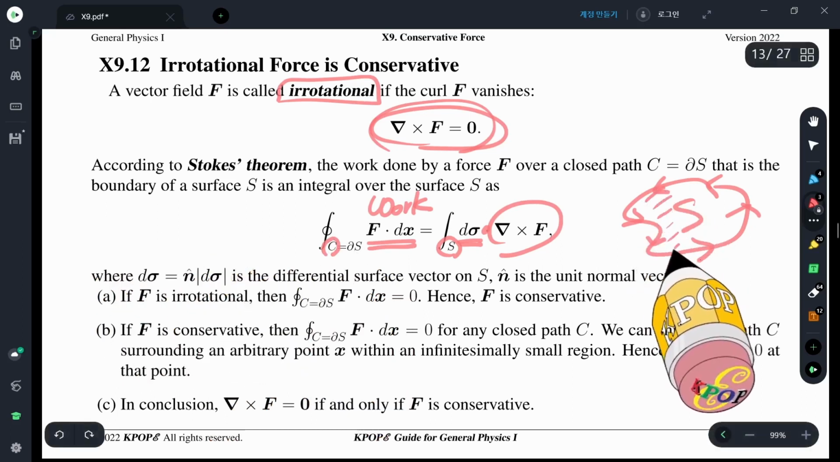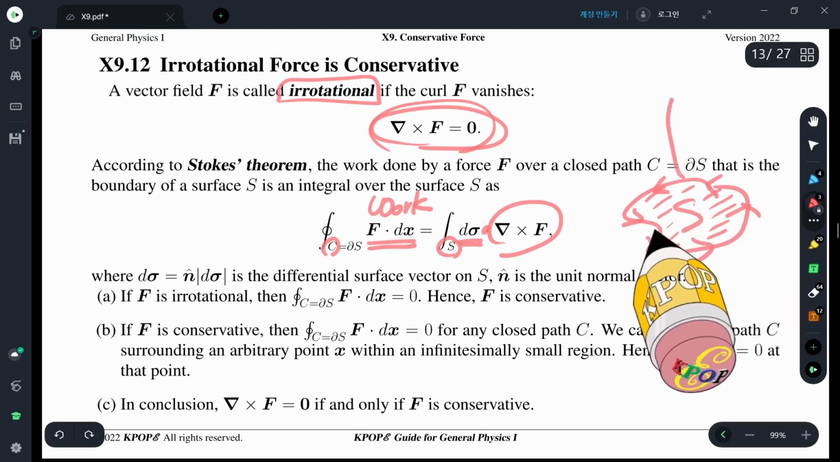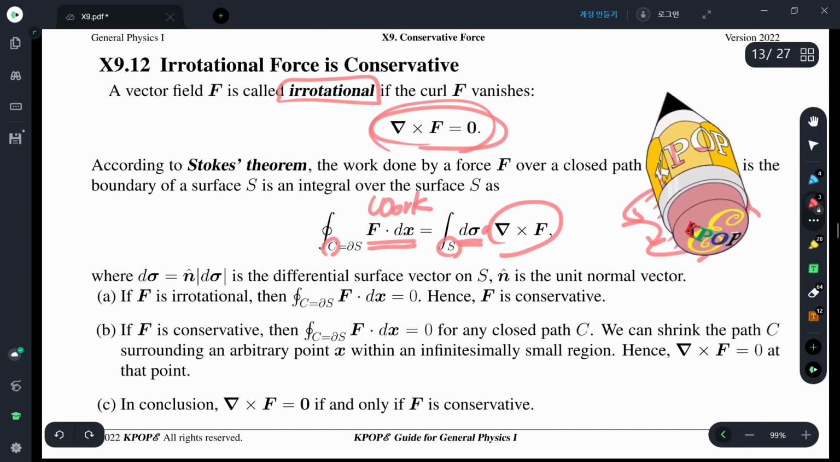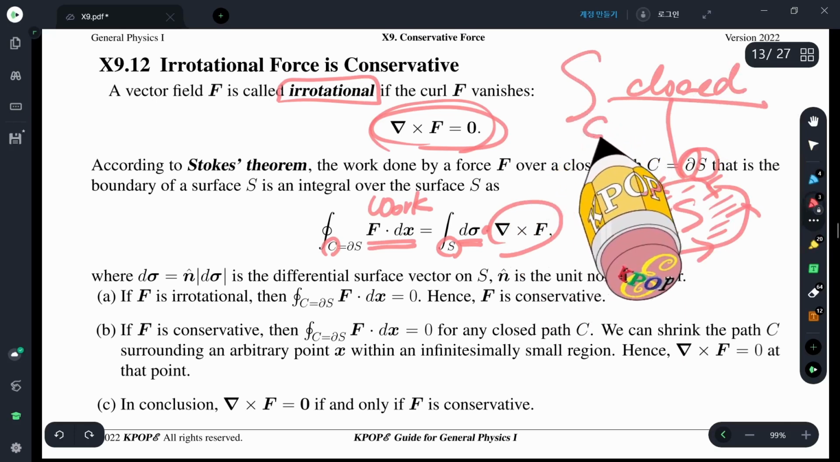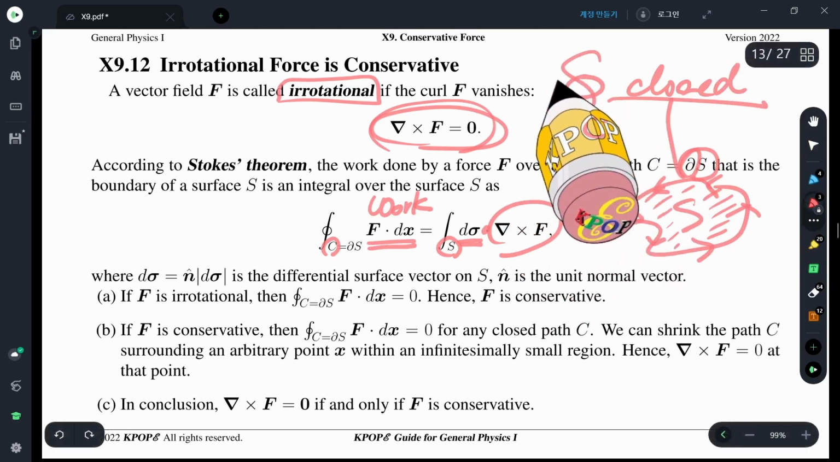S is a surface, a simply connected surface. Then the boundary of S represents the boundary, and the boundary of S is closed. So the integral over a closed curve, we put a circle on it.